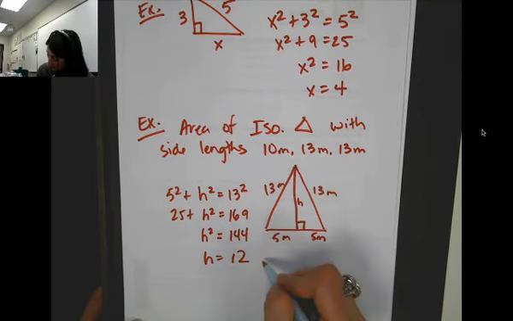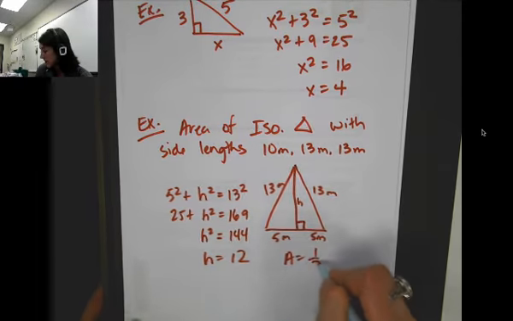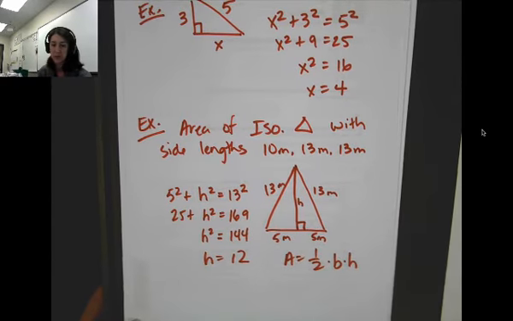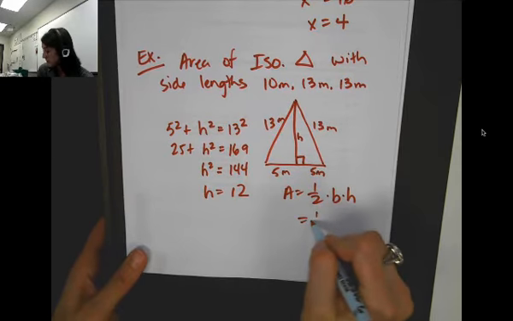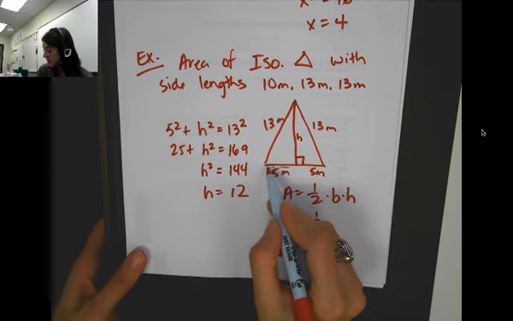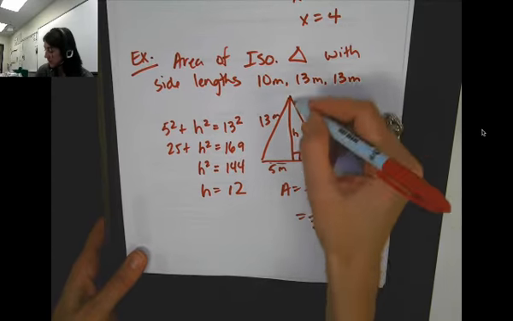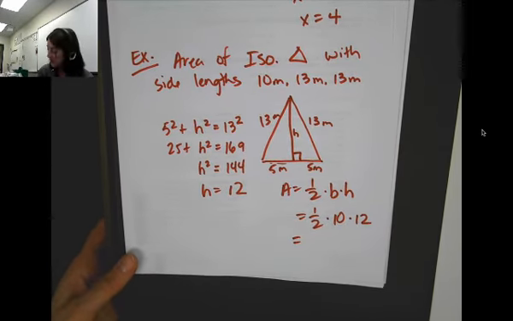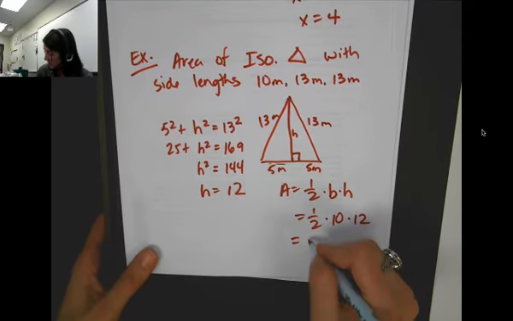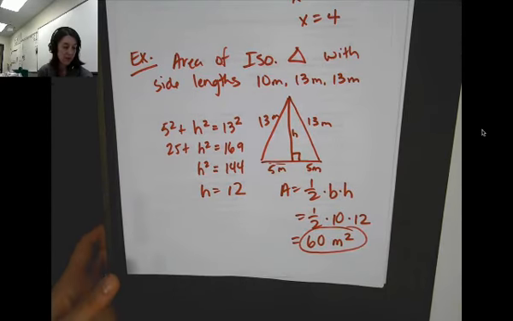So the height is 12 meters. One more step for this problem though, area of a triangle is half times base times height. So we're going to go ahead and plug in what we know. 1/2, the base of the triangle is 5 plus 5, or 10, and the height, we just did all that work to find out, was 12. So half of 10 is 5, and 5 times 12 is 60 square meters, the area of the triangle.